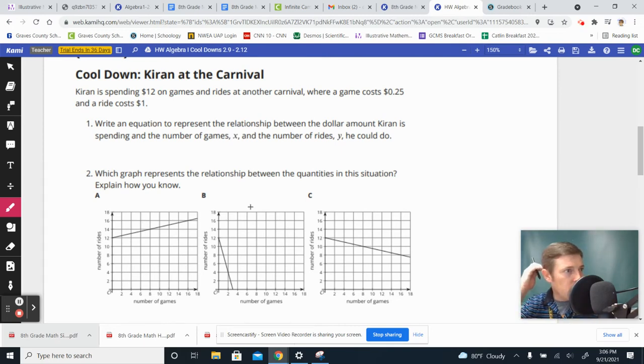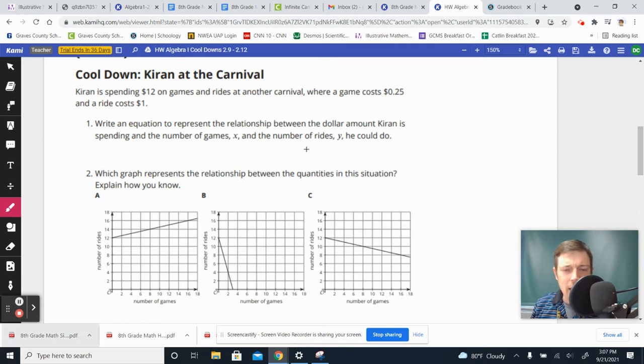Kieran at the carnival. Kieran is spending $12 on games at the carnival, where a game costs a quarter and a ride costs $1. So we have decimals kind of thrown into the mix when I write our equation. This will be a little different than what we did in class, but same idea. We're going to write an equation once again to represent the relationship between the dollar amount that Kieran is spending, $12, and the number of games X and number of rides Y that he can do.